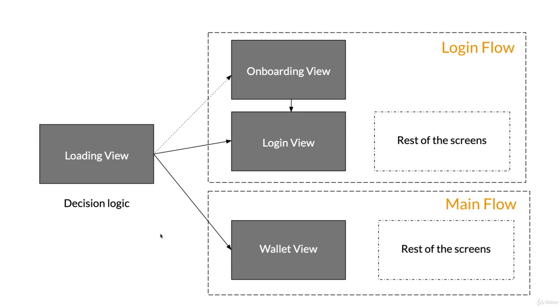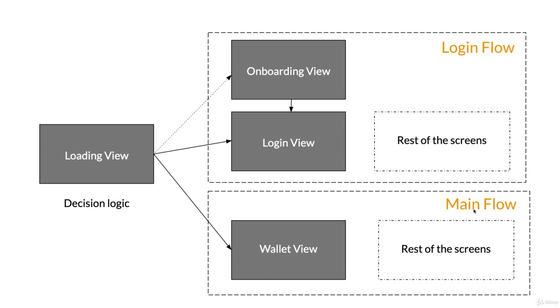If the user hasn't seen the onboarding view yet, we will show that to the user first. If he has seen the onboarding view, he'll be presented with the login view. These views will be in the login flow together with the register screen. If the user was logged in the last time he used the app, then the first view he will see is the wallet view, and the rest of the screens are the screens we have implemented already.